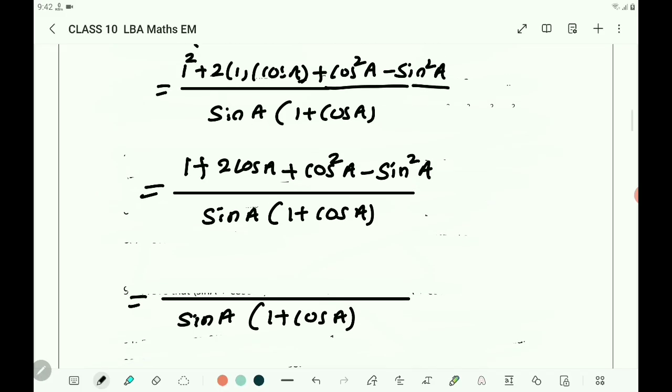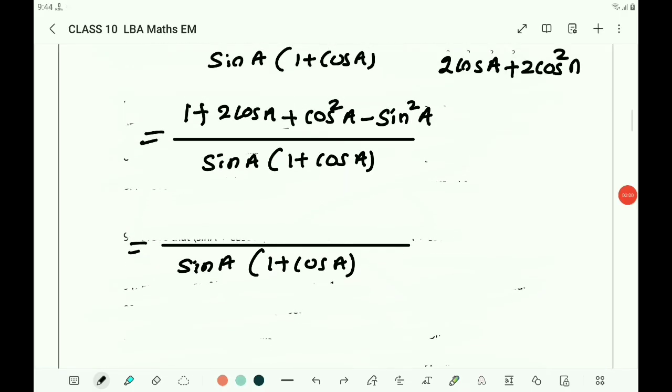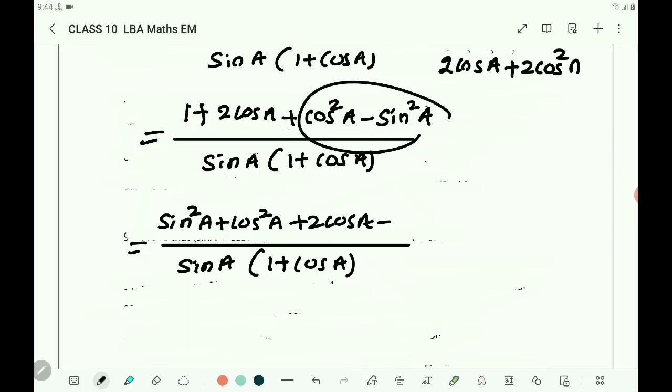Here what you have to prove? You have to prove 2 cot A. In the place of 1, write sin square A + cos square A. You know the identity that sin square A + cos square A equals 1. Therefore, in the place of 1, you write sin square A + cos square A, and you write 2 cos A as it is, plus cos square A minus sin square A.